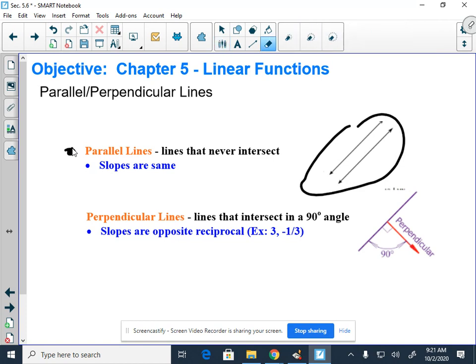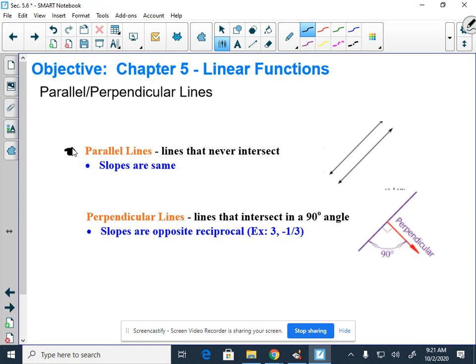Okay, they're lines that never intersect, but they would have the same slope. If you were to look at this line, it might go up 1 over 1. This one also would go up 1 over 1. They're going to have the exact same slope. So if I tell you one of these lines has a slope of 7 over 8, up 7 over 8, then the other line also has a slope of 7 over 8. They have to have the same slope. If they don't, they would cross.